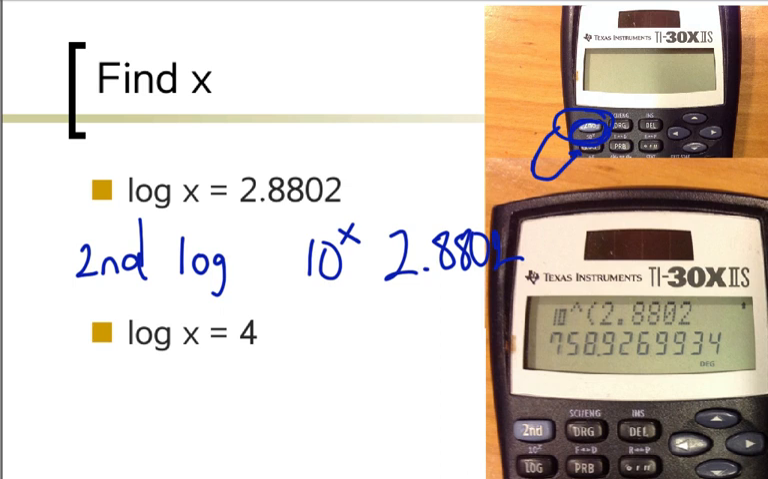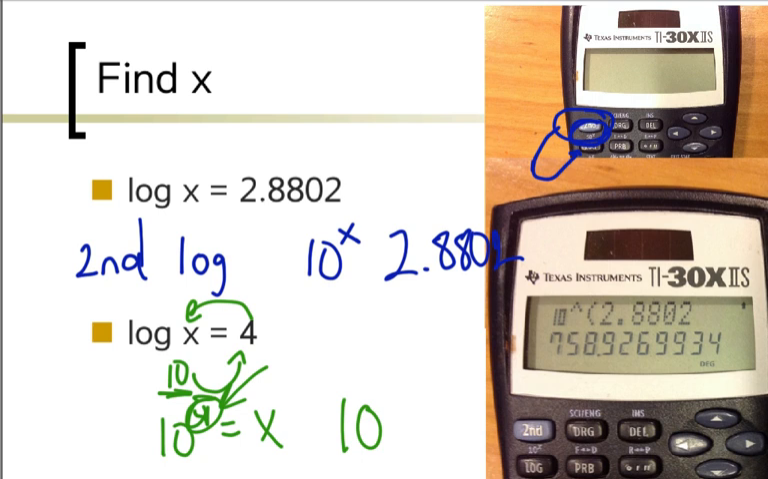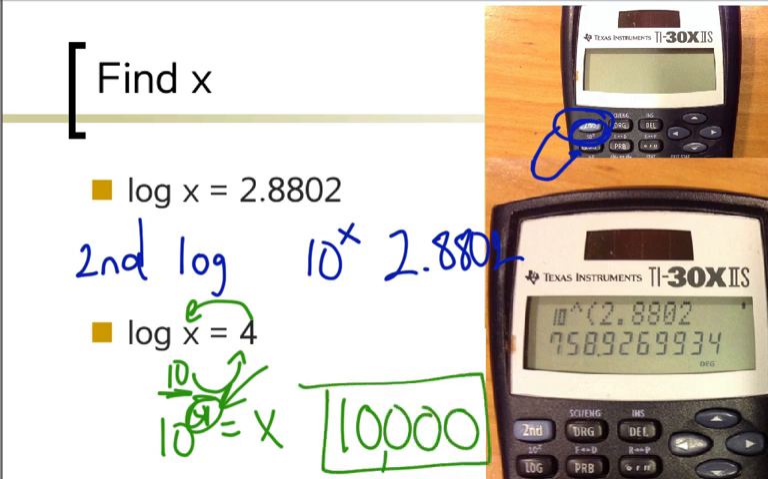Now the same thing goes for the second problem. Basically it's log base 10, so it's just 10 to the fourth power equals x. So you can just figure out what 10 to the fourth is, and the easy thing with the 10, if you're raising it to any power, you just add that many zeros behind the 1, and so you should have 1, 2, 3, 4 zeros, and 10,000 should be your answer.